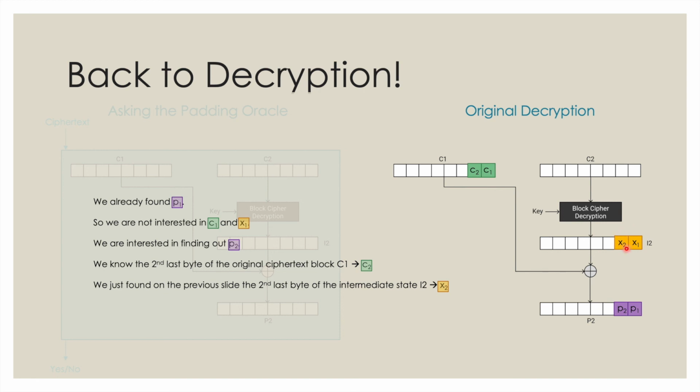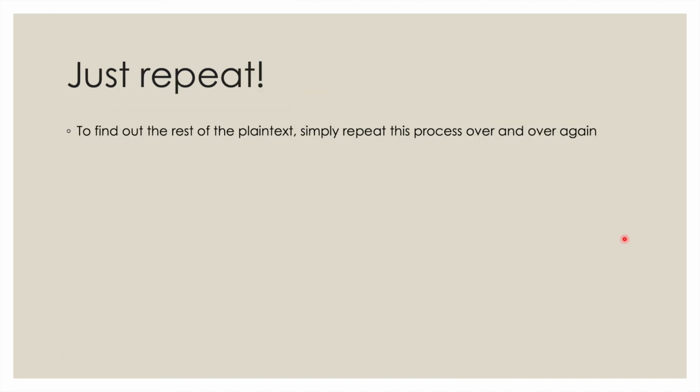Once again, this is an XOR operation. So in order to retrieve the second last byte of the plaintext over here, we simply need to XOR C1 with X2. And just like that, through these past couple of slides, we have managed to find out the last 2 bytes of the original plaintext. In order to find out the rest of the bytes of the plaintext, we just need to repeat this process for the rest of the blocks. I hope you guys get the idea by now.